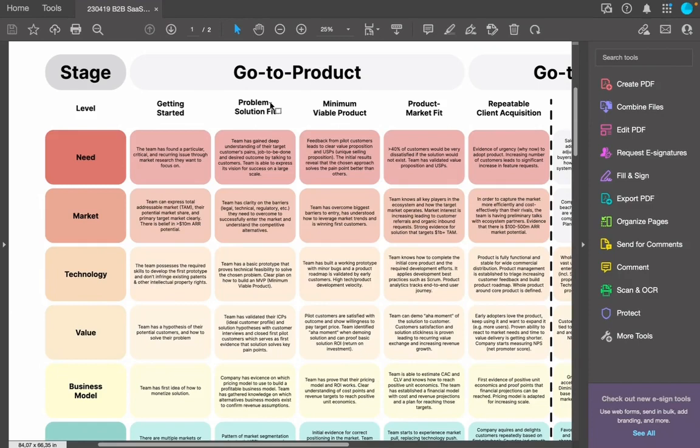So first of all, if you look at the need dimension or the need category of the startup, we all know that having a lot of discussions with early adopters will game change your community. And here it says, team has gained deep understanding of their target customers' pains, job to be done, and desired outcomes by talking to customers. Yeah, exactly. And this is the get out of the building thing and all that you hear in the literature. But this is what you can do in the community.